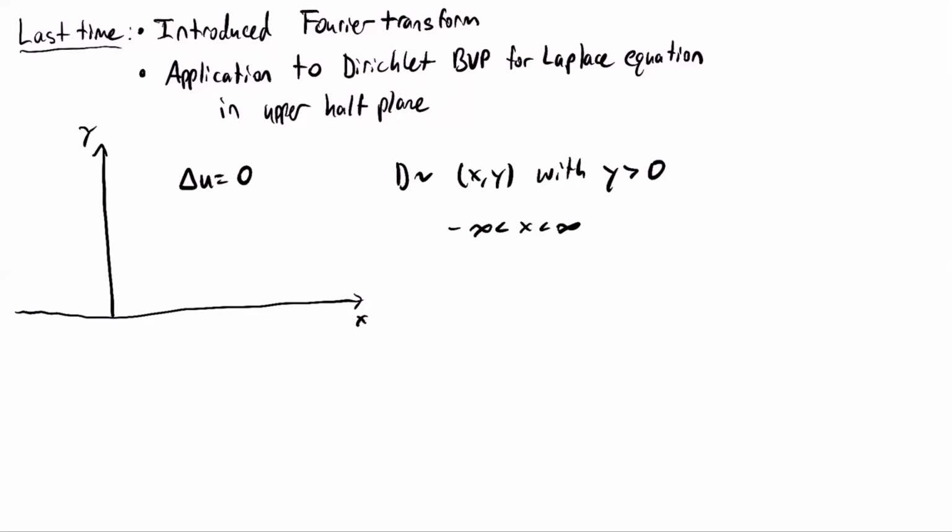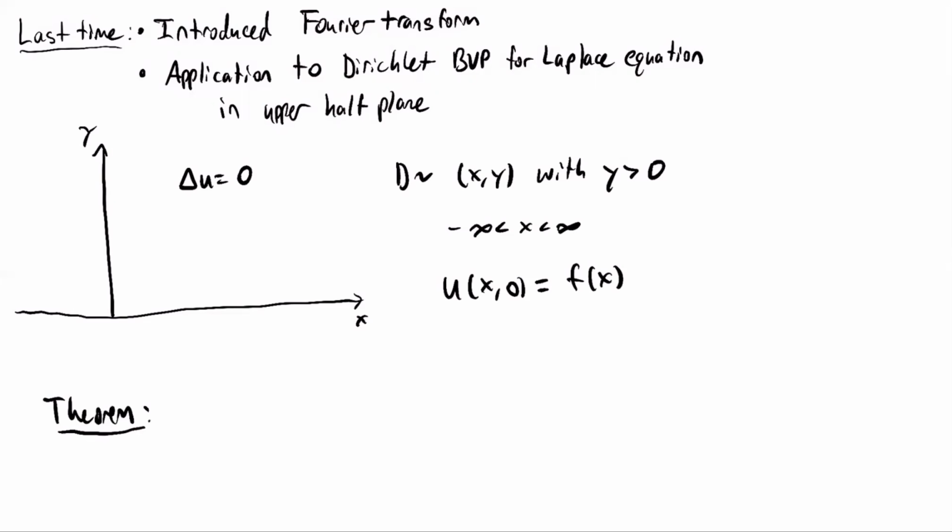We're not just trying to find a function which is harmonic in this domain. We're looking at a certain boundary value problem associated to this equation. And so we want to assume that when y is equal to 0, u is equal to some given function f of x. So this is the boundary data which will determine the solution.